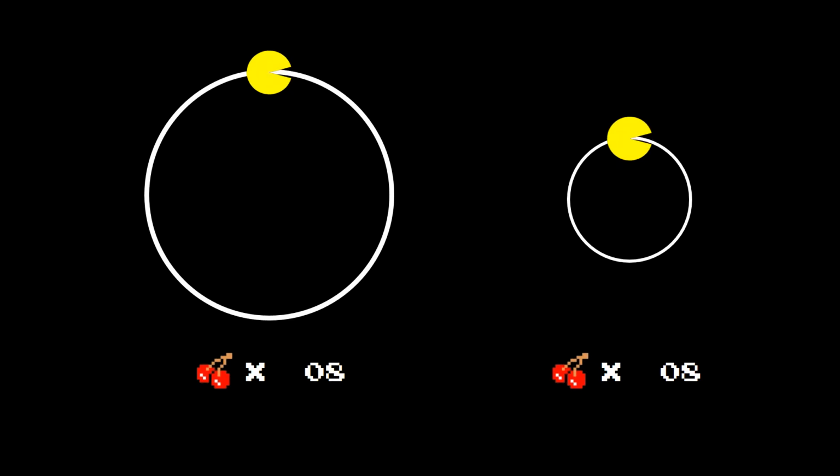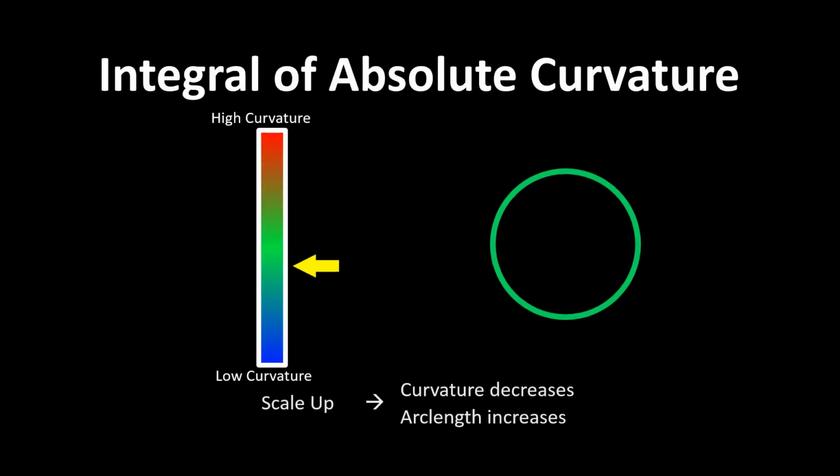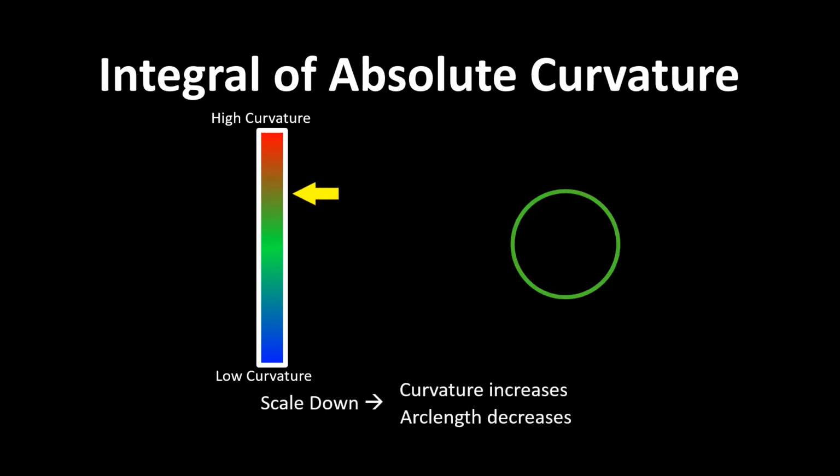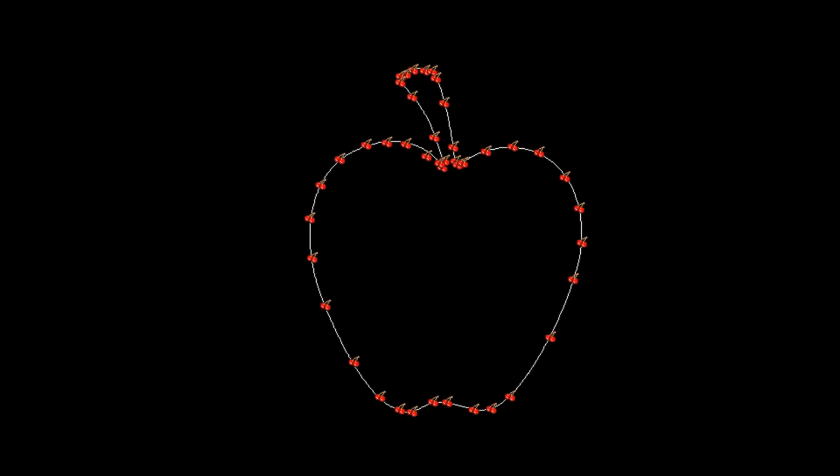Fortunately, there exists a scale invariant quantity. It is the integral of absolute curvature. The arc length and curvature of a shape change inversely according to its scale. Hence, the influence of the scale can be cancelled out. By putting cherries at equal intervals in the scale invariant domain, there will be more cherries distributed in a curved portion than in a flat portion. We employ this domain to design our local descriptor.